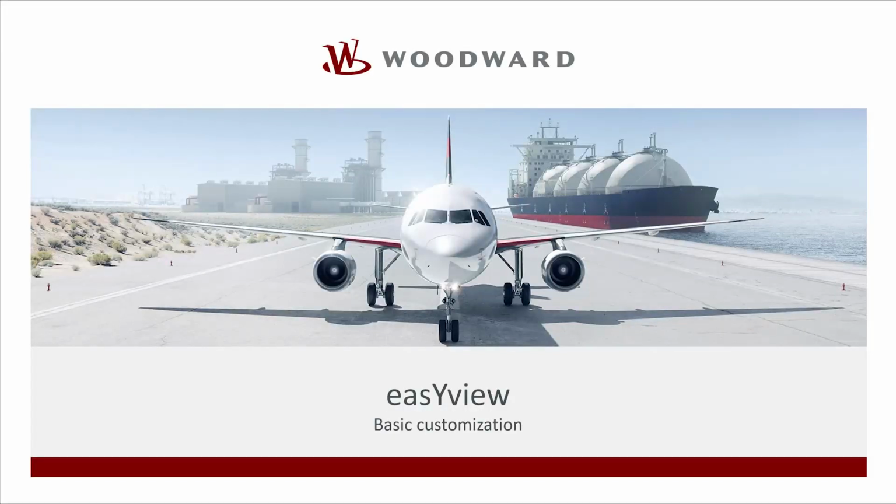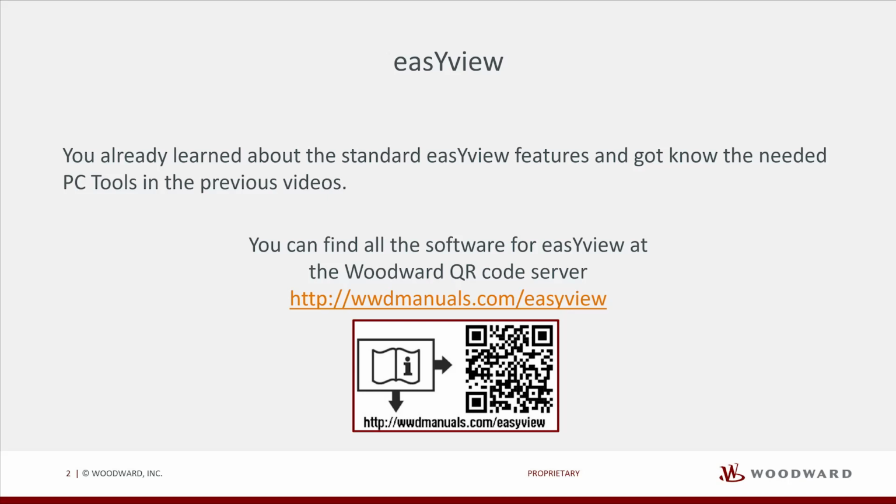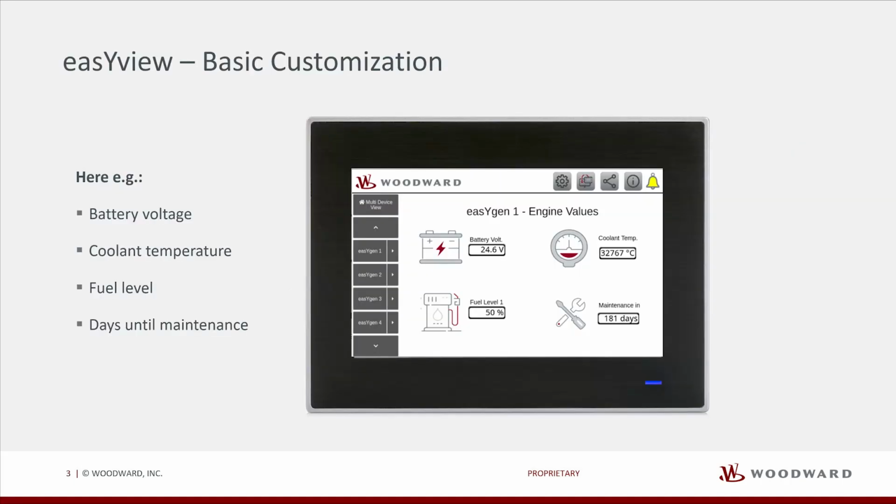In this video we show you how to do some basic customization on your EasYview panel to meet your requirements. You already learned about the standard EasYview features and got to know the needed PC tools in the previous videos. You can find all the software for EasYview at the Woodward QR code server. See links below. We are going to create a dedicated display page to show some basic engine values.